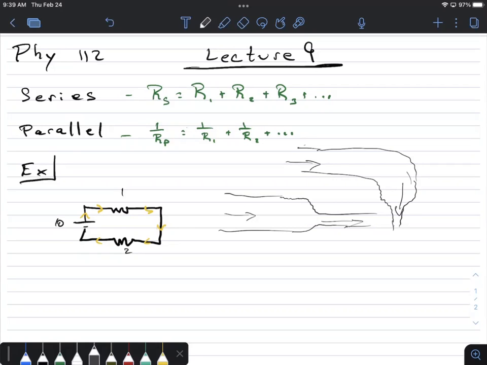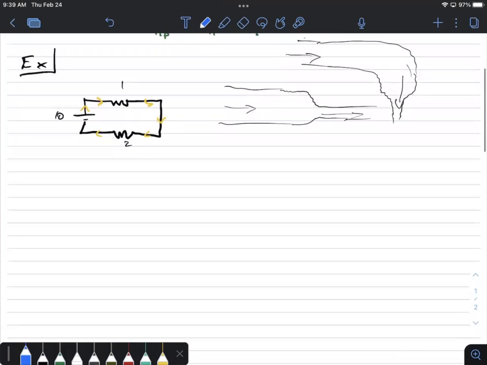That means this is series. The current has no choice. If it goes through one, it will go through two as well. And if you see something like that, that tells you, okay, this connection is in series. And if it's in series, then we say the total resistance in series is given by the first resistor plus the second plus however many there are that are connected in this way. In this case, it's 1 plus 2, which is 3 ohms.